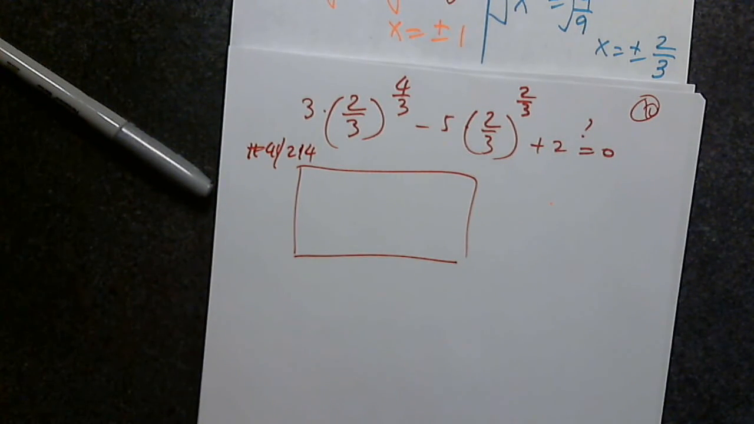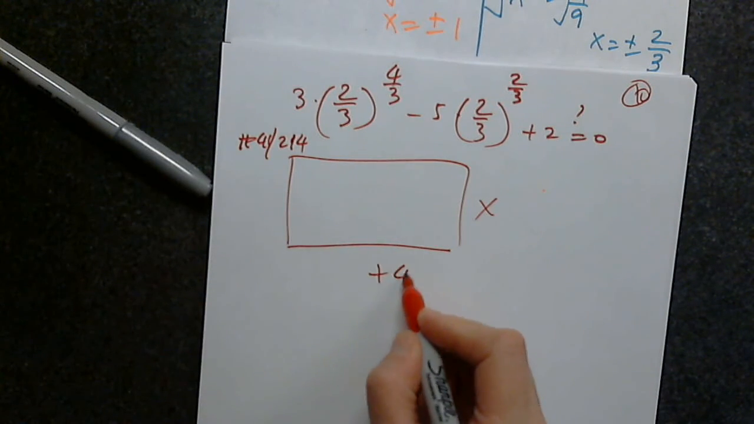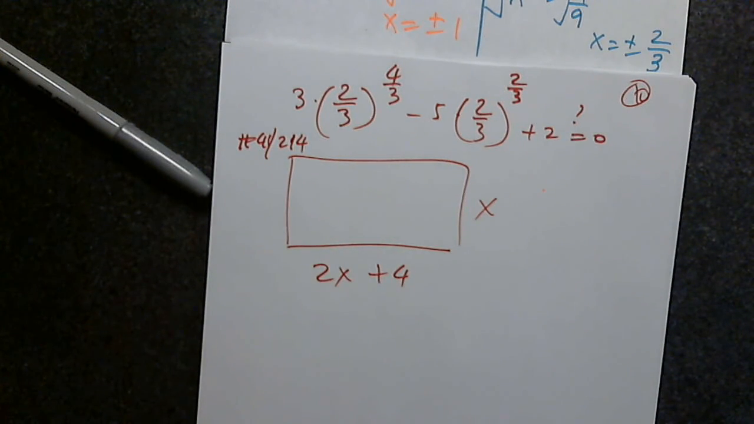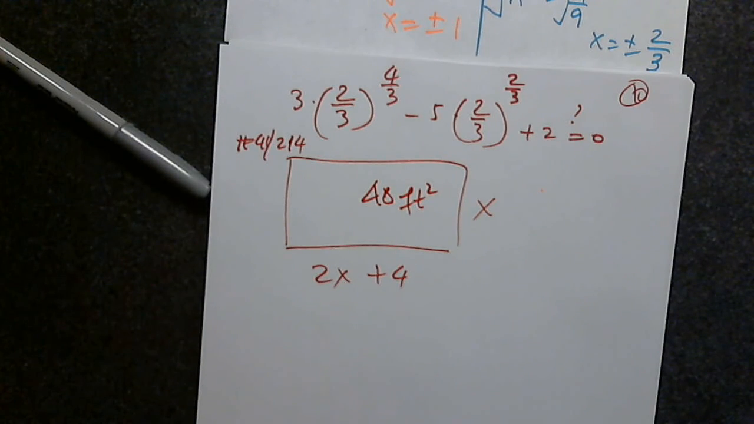It says the length of a rectangular carpet is 4 feet greater than twice its width. If the width is x, what can you tell me about the length? It says 4 feet greater than twice the width. And then if the area is 48 square feet, find the dimensions.